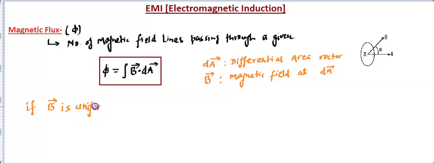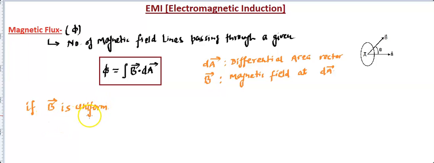Now here one point needs to be differentiated. Uniform means with respect to position, that means at all the locations it should be the same. However, B can be time variable, and it can also be uniform. So if it is the same at all the locations, then we call it uniform. And if it varies with respect to time, we can say variable. If it is not varying with respect to time, then we call it constant. So there's a difference between the terms constant and uniform.